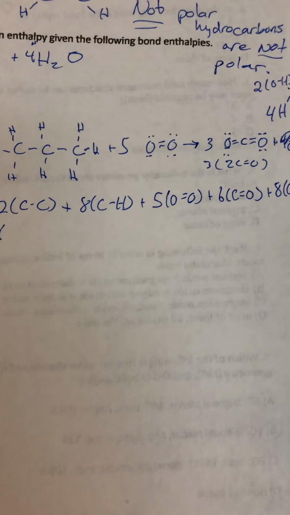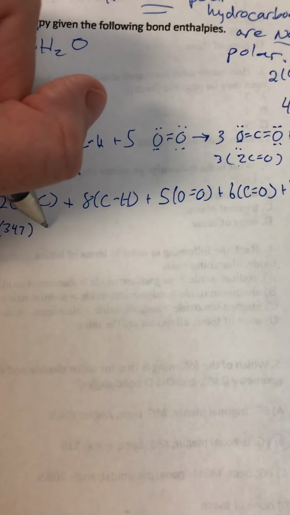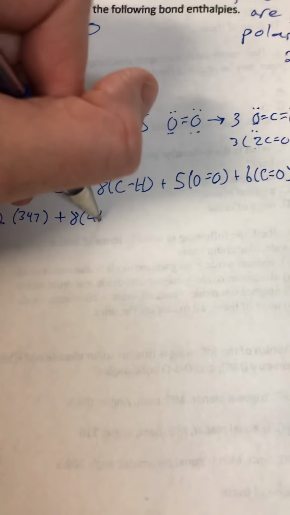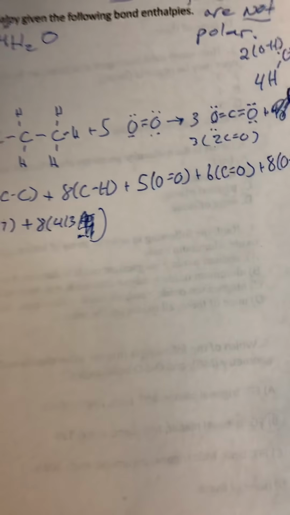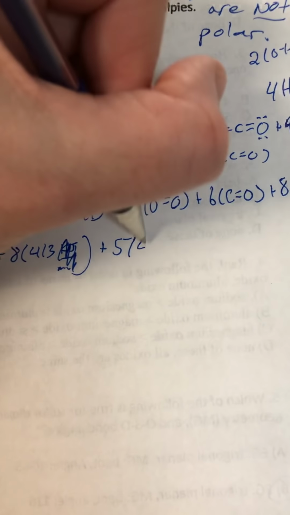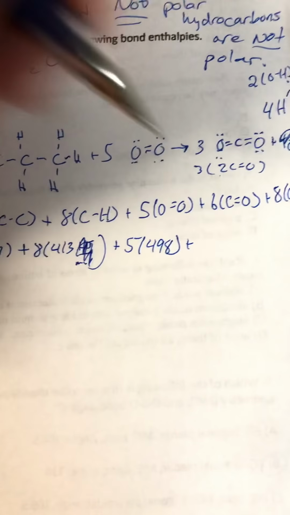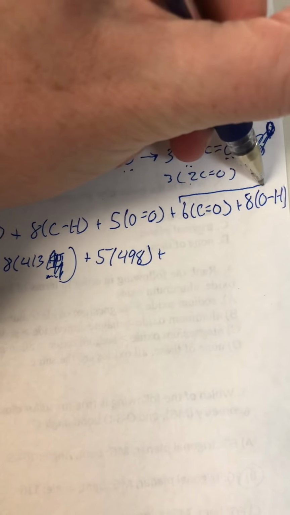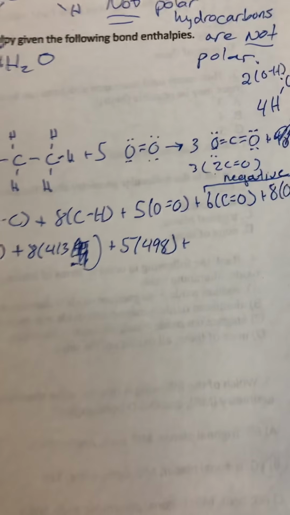We have 2 times 347 kilojoules per mole, plus 8 times 413 kilojoules per mole. Sorry, I won't include units. Plus 5 times 498 kilojoules per mole. Plus, and a good thing to do is remind yourself that these must be negative, because energy is released when bonds form.